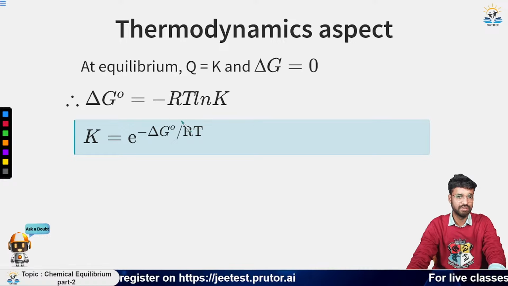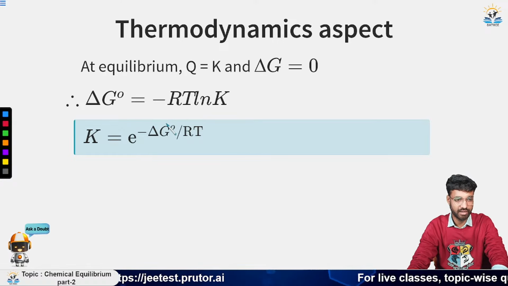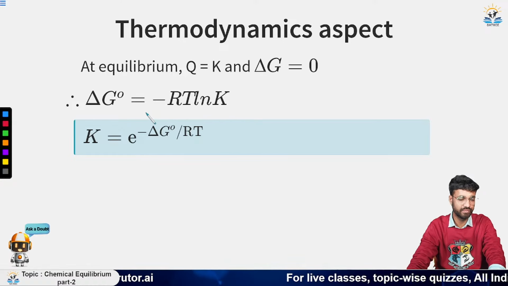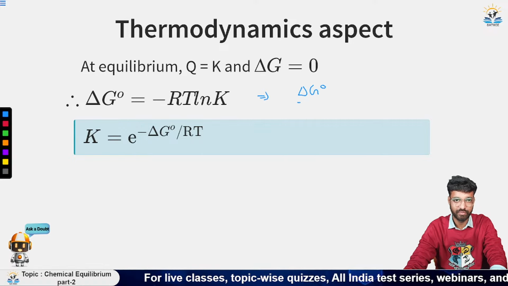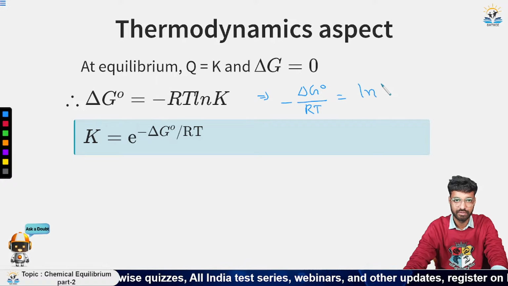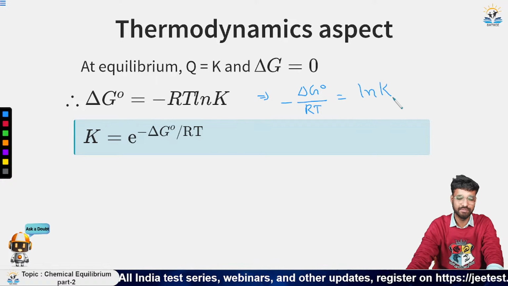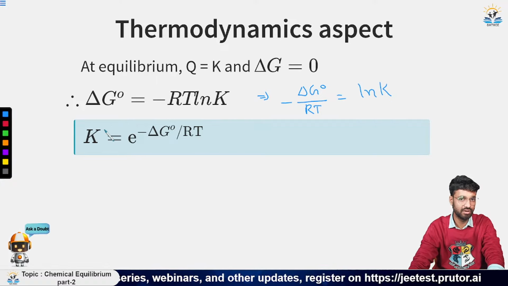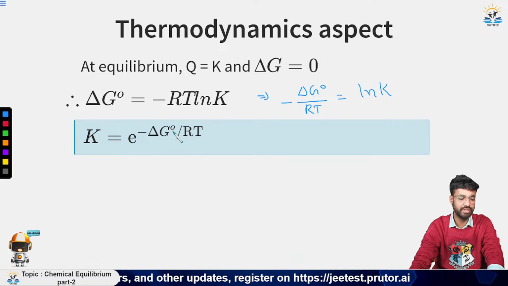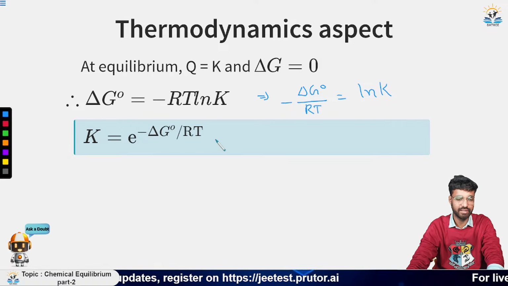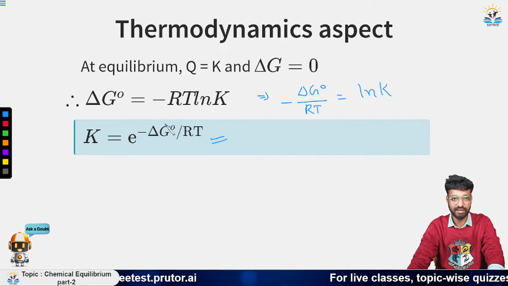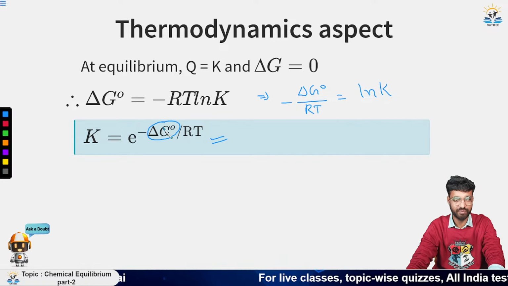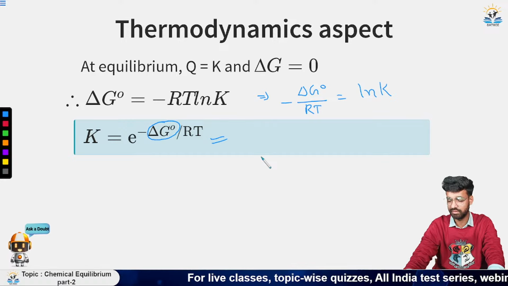Now further, if you want, you can take the anti-log on both sides. If we move this here, it will be delta G naught by minus RT equals ln K. If we take the anti-natural log on both sides, then it will be K equals e to the power minus delta G naught by RT. So this is an important equation right now. We will see the various aspects of this delta G naught. Delta G naught can be positive, negative, or equal to 0 also.